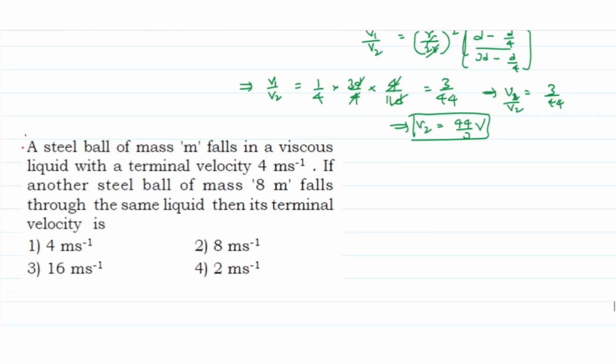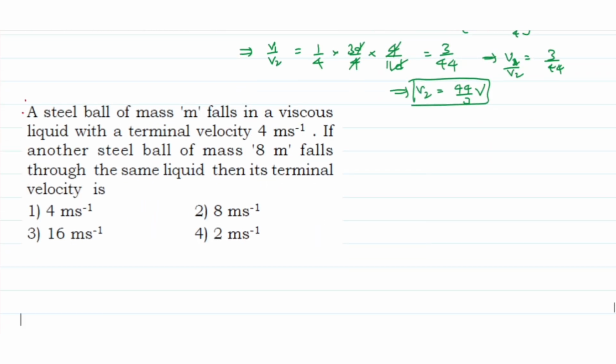The next question says a steel ball of mass m falls in a viscous liquid with a terminal velocity of 4 meter per second. If another ball of mass 8m falls through the same liquid, then its terminal velocity, they are asking. So the terminal velocity formula will be 2 by 9 into r square by eta, density of the body minus density of the liquid into g. In this question, they are talking about the mass. Initial mass is given as m and final mass is given as 8m.